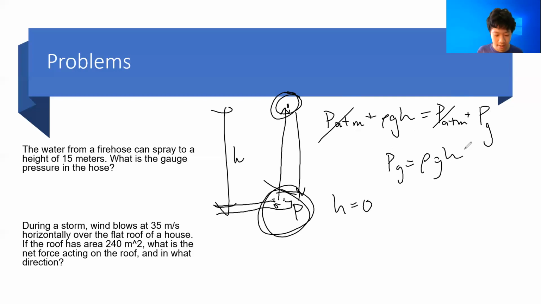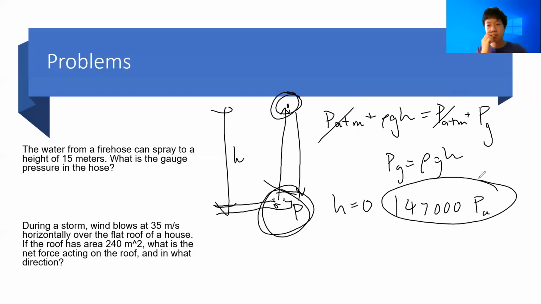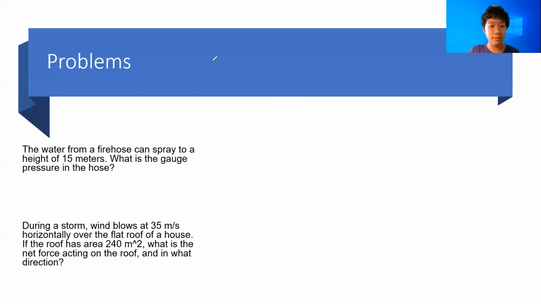Okay, so it's 9.8 times 1,000 times 15. It's going to be 147,000 pascals. Okay, so we've got one more example here. During a storm, the wind blows at 35 meters a second. So what's the net force acting on the roof?